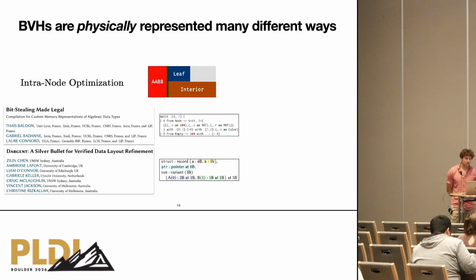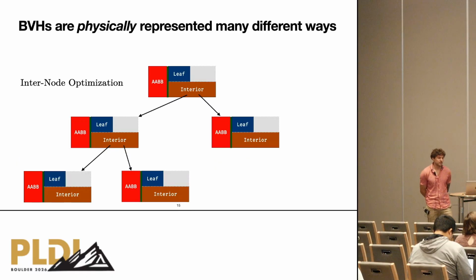And so what I claim is there's many works that have actually done a really good job of describing these bit-precise level layouts, to include bit stealing made legal for algebraic data types, and also Dargent for these records and sum types. And what we're actually interested in is not only these intranode or per-node optimizations, but also internode optimizations, or optimizations across collections of nodes.